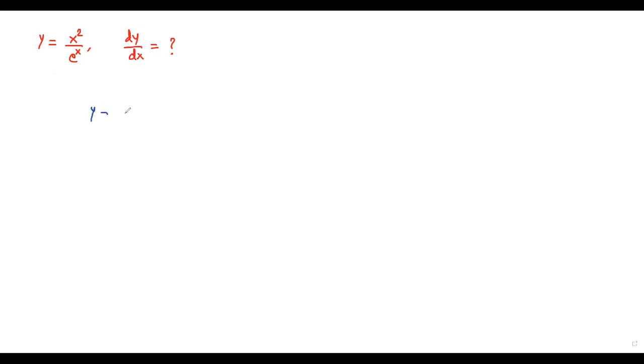Okay, here when I consider the given function y equals x squared over e to the x power, both numerator and denominator contain a variable. So whenever I want to find the derivative of a function which contains a variable in both numerator and denominator, I have to use the quotient rule. So what is the quotient rule?